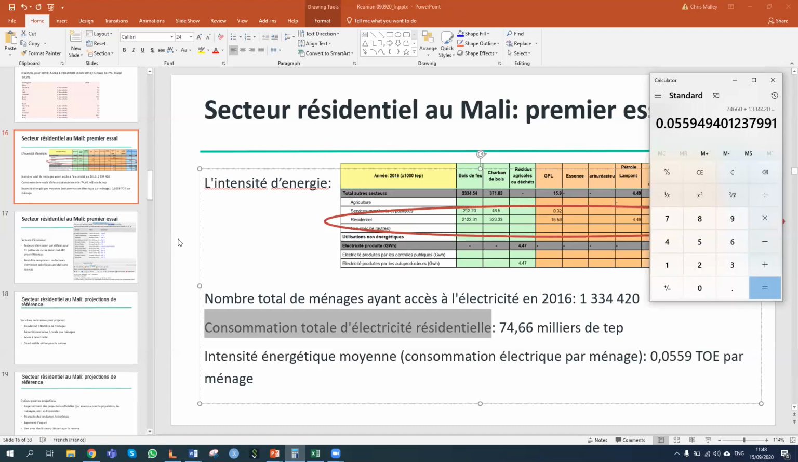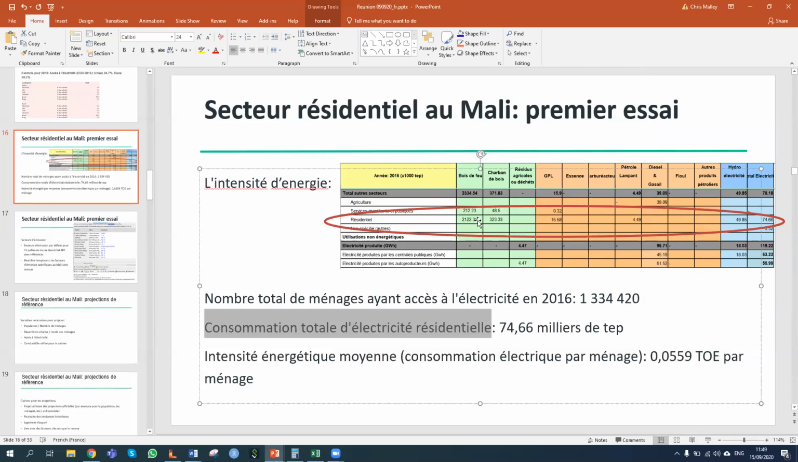And I can do exactly the same for the households using wood for cooking, charcoal for cooking, LPG for cooking, or kerosene for lighting. We've done exactly the same calculation, the total energy consumption divided by the number of households who use that fuel.